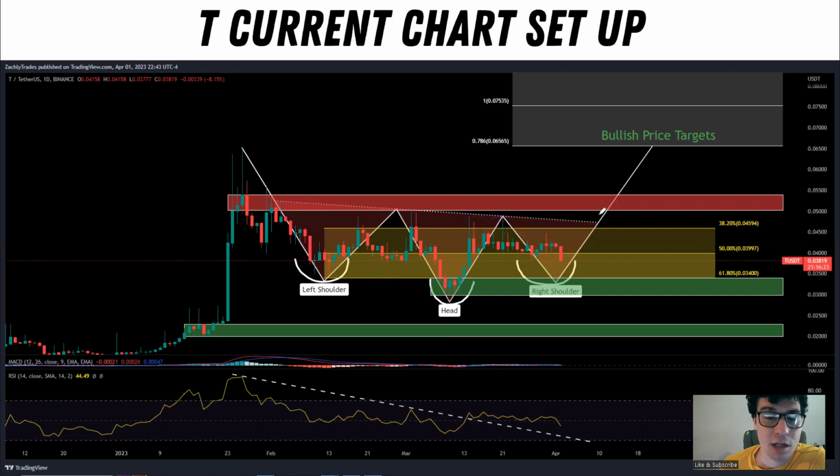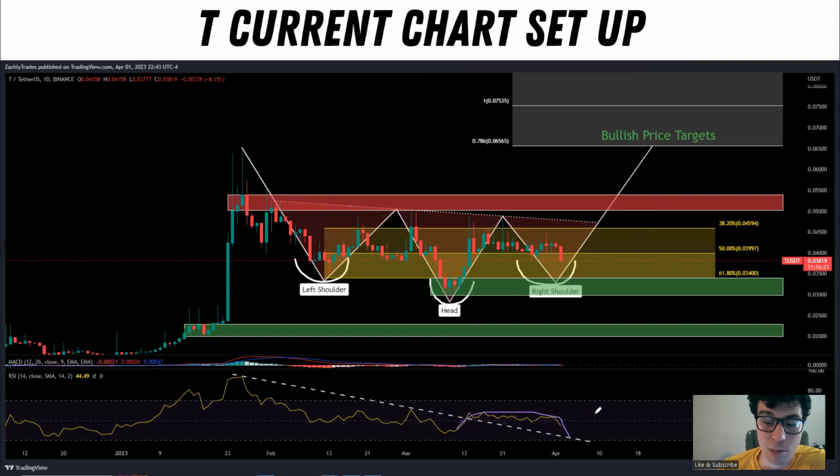So it's going to be interesting to see. We should see within a couple days or possibly even a couple weeks if we're going to get this inverse head and shoulders to play out and take us up towards our bullish price targets. Remember, we've got to break through that overhead supply zone and our neckline here as well, indicated by this trend line right here. And ultimately, we want to see the RSI continue to stay above this trend line.